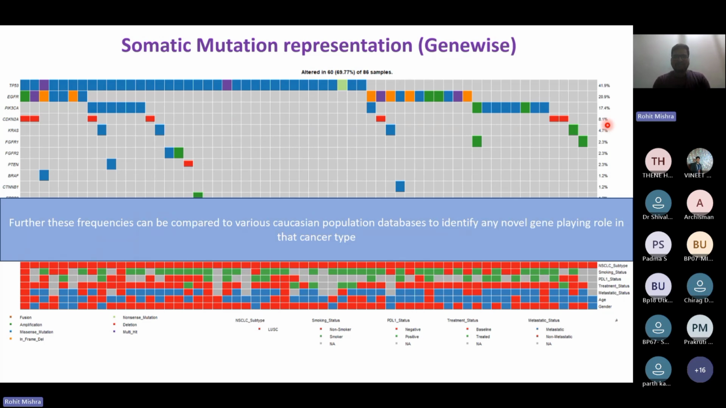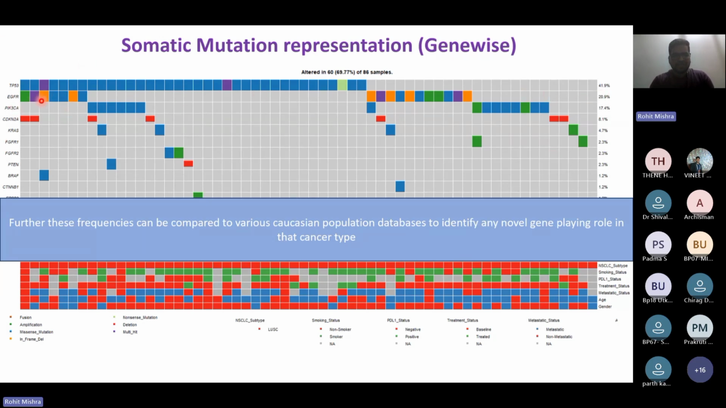For that, there are several databases such as the TCGA datasets. There is a whole database available, like cBioPortal, from where we can compare the frequency of these genes and identify what exactly is different. Suppose we have a huge number of cancer samples, such as lung, breast, and prostate cancer. From those, we can identify what is high: whether EGFR is high in lung, or in prostate cancer, or breast cancer. That is what we are trying to look at here, and it will help us identify novel genes which might play a role in cancer. Like EGFR, here it is 20.9%.